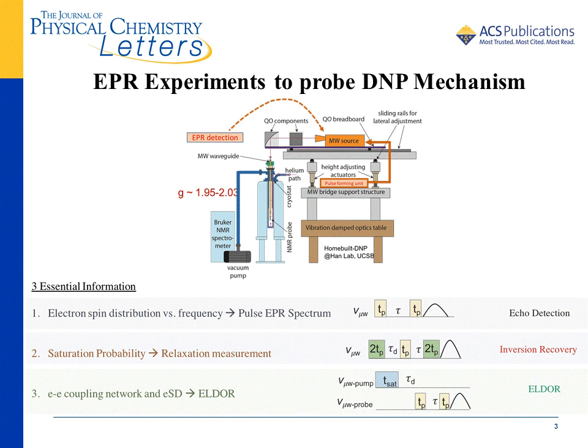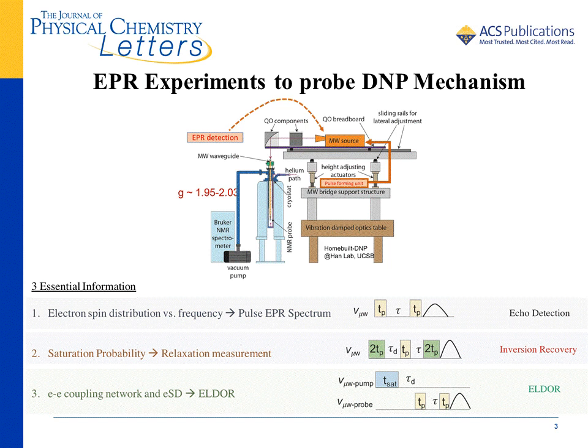First, we measure the electron spin distribution as a function of the magnetic field or microwave frequency. Second, we find the microwave saturation probability of the electron spin packets. This can be hinted from the electron longitudinal relaxation rate measurement using an experiment such as inversion recovery.